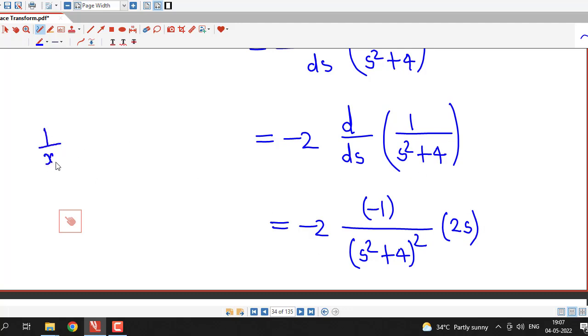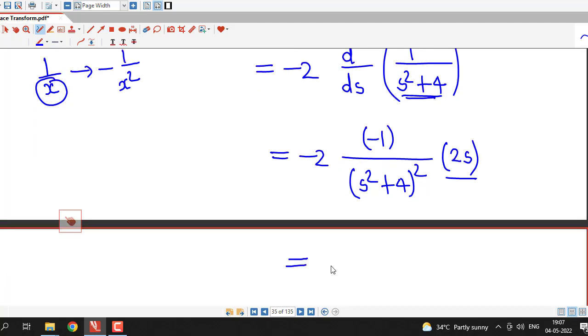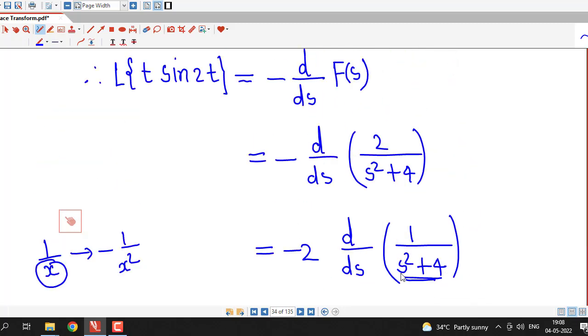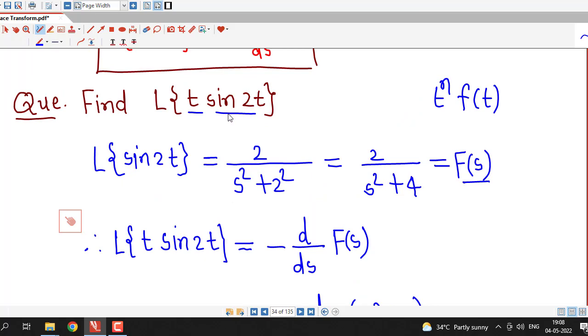We know that formula for derivative of 1 by x is minus 1 by x square. Instead of x we have s square plus 4. So we write minus 1 divided by s square plus 4 square. And by chain rule we have to multiply by derivative of s square plus 4, which is 2s. And if we rewrite this, we can multiply minus 2 and minus 1, that is 2, and 2 into 2 is 4, so it is 4s divided by s square plus 4 whole square. So in this way we can find out Laplace transform of f of t multiplied by some power of t.